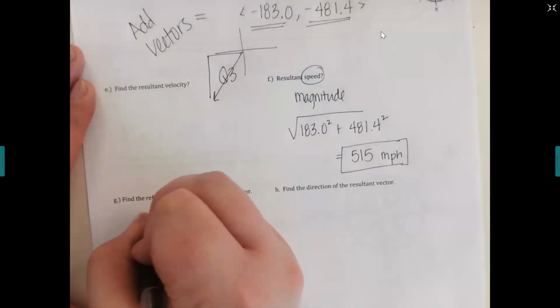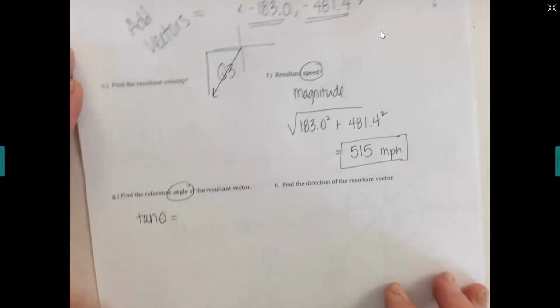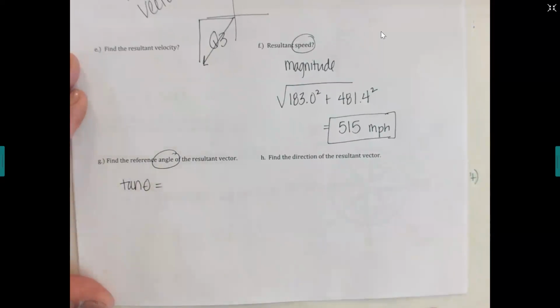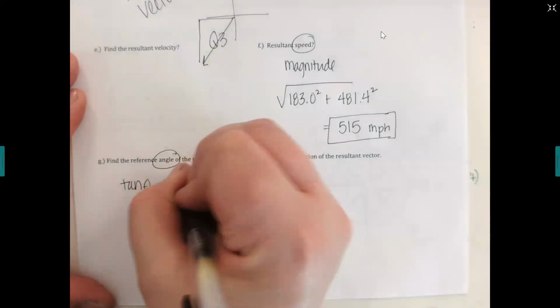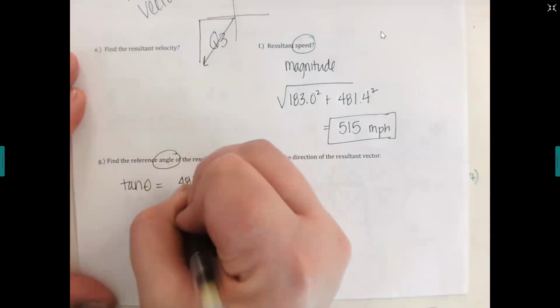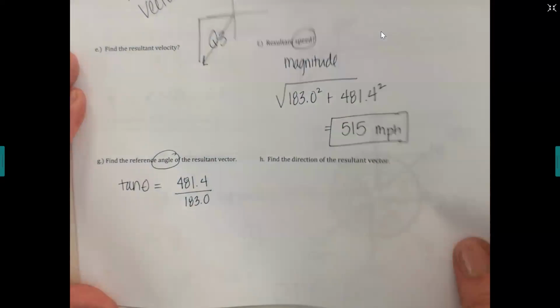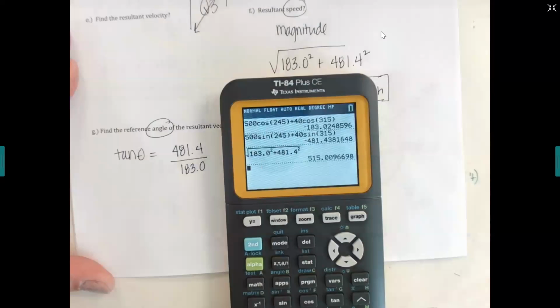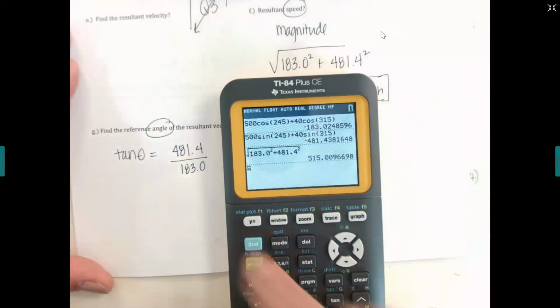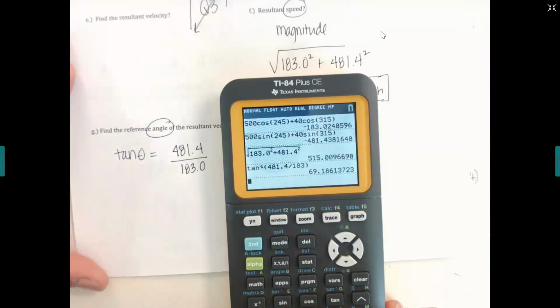Remember, you start with tan theta equals. Do I need the negatives for the tangent equation? No. And what number do I put on top, the 100 or the 400? 481 is the y over 183 is the x. And then how do I cross out the tan? Okay, inverse tan in the calculator. So second tan, 481.4 divided by 183 gives me 69 degrees.